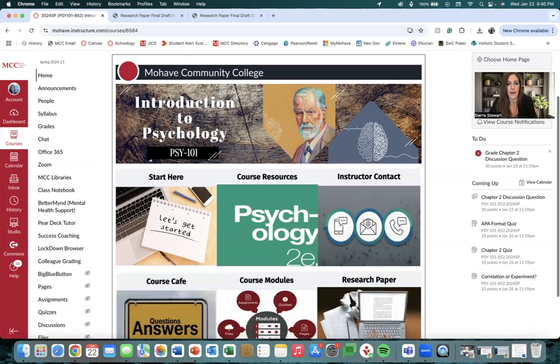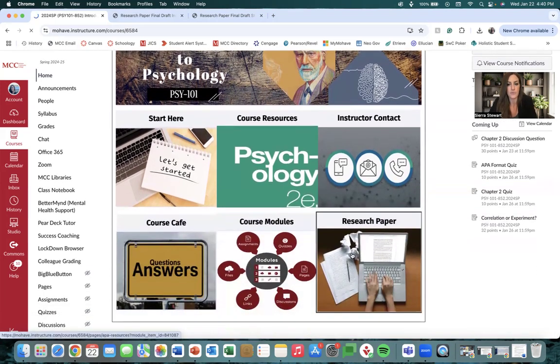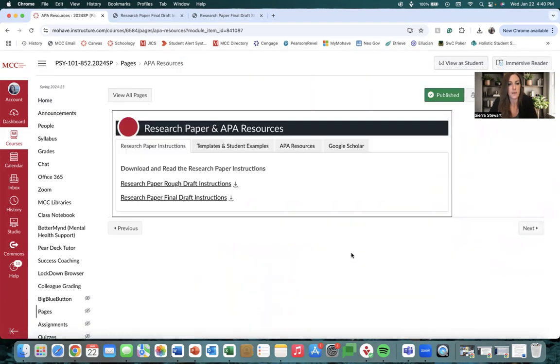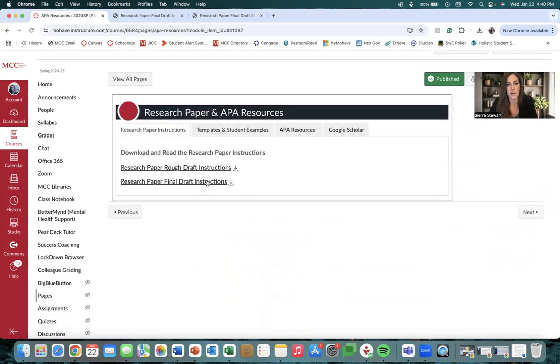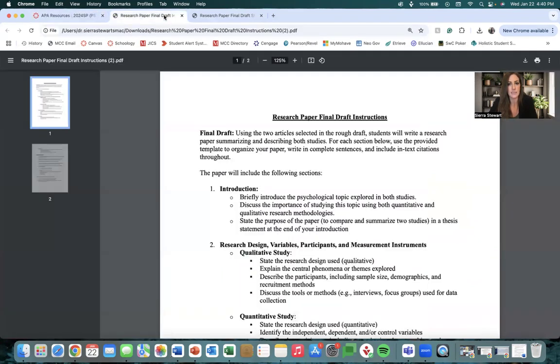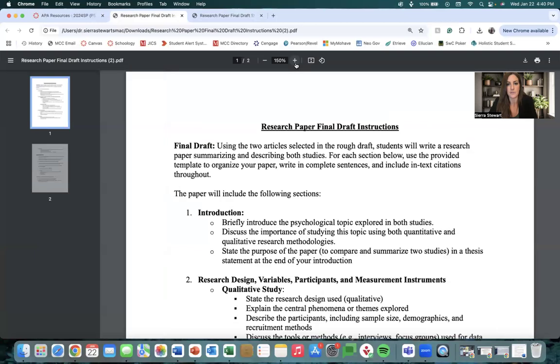So we're going to go back to our research paper folder from the homepage. And now we're going to look at all of the final draft information. All right, so I'm going to go ahead and download this. I'm going to click on it. And these are the final draft instructions.